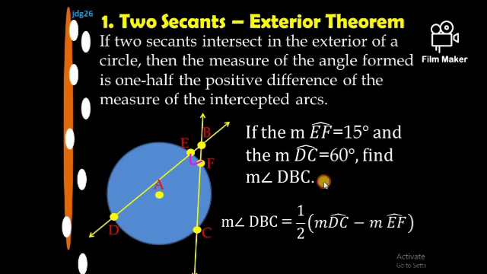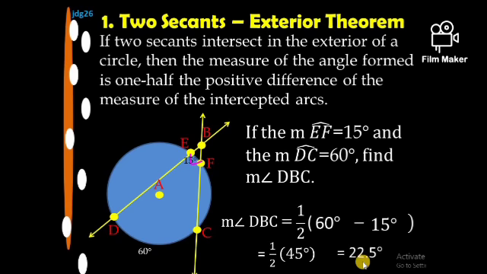So, lagyan muna natin ng mga values. This arc, arc EF, measures 15 degrees and arc DC is 60 degrees. So, we are going to find the measure of this angle. Now, substitute lang natin sa formula. Arc DC is 60 degrees and the measure of arc EF is 15 degrees. So, i-minus lang natin, 60 minus 15. So, we have 45 degrees. Then, get the half of 45, which is equal to 22.5 degrees. And this is now the measure of the angle formed, which is angle DBC.